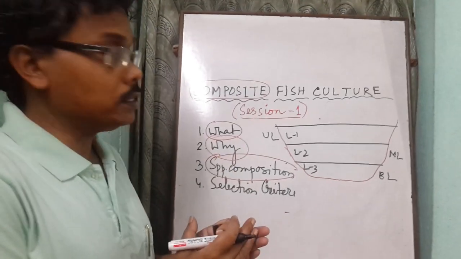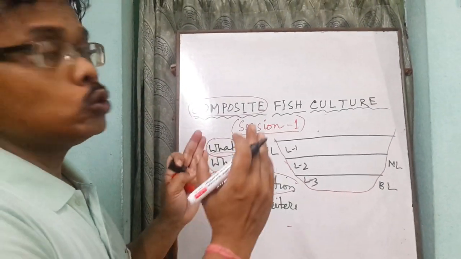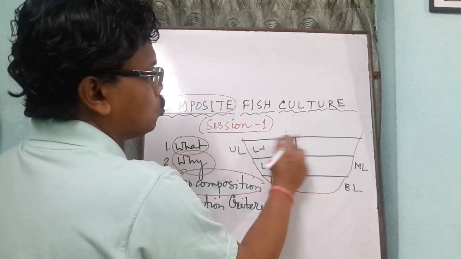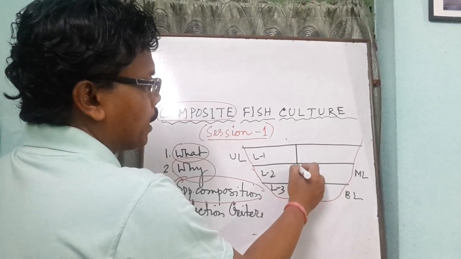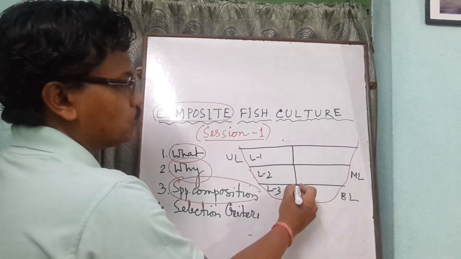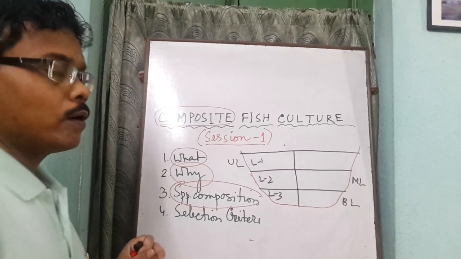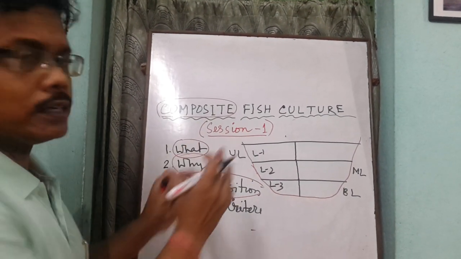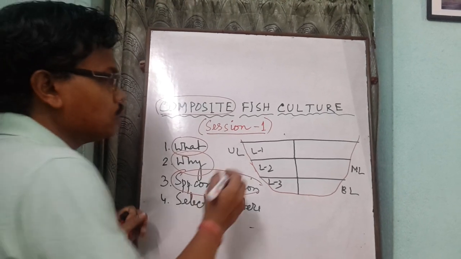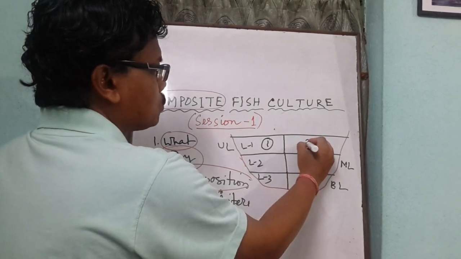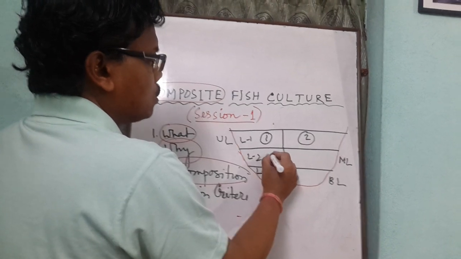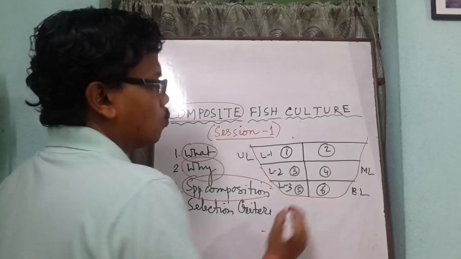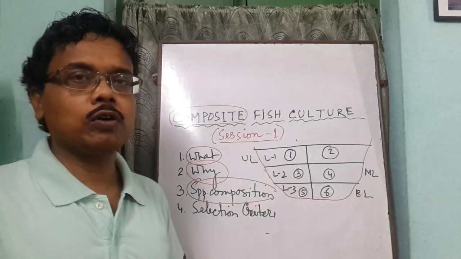Again, we can subdivide each layer into two hubs or two compartments like this. We can divide this layer into two compartments. Again, this middle layer, we can divide into two compartments. Again, the bottom layer, we can also divide into two compartments. So, how many spaces, how many habitats can we find in this pond? This is 1, this is 2, 3, 4, 5, and 6. We are getting 6 compartments in this pond.